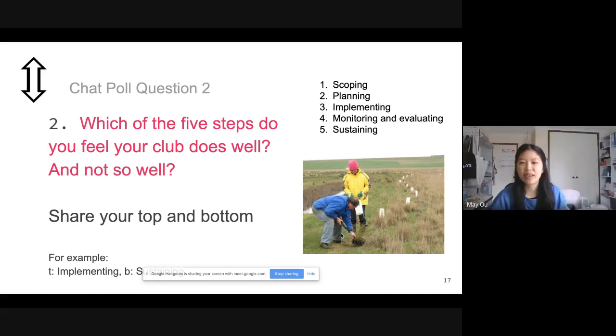Yeah, so if we could just have a T for top and B for bottom, just because seeing the numbers isn't really clear about what you're referring to. Interesting. Yeah, so seeing just a lot of range of responses at the moment. So different clubs all have their different strengths and weaknesses.